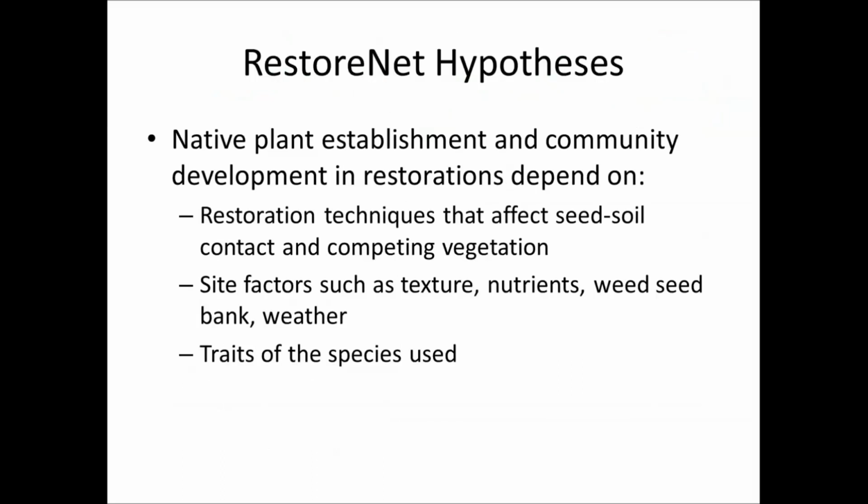So we have a few driving hypotheses, and they're arranged like this: that native plant establishment and community development in restorations depend on these factors. Restoration techniques that affect seed soil contact and competing vegetation, site factors such as texture, nutrients, the weed seed bank, the weather in the year when seeds were planted, and so on. And finally, the traits of the species used. In other words, some species are different from others. They may be taprooted or rhizomatous, annual or perennial, have rapid growth rates, etc. And we're mixing in with this the seeding rate, the number of seeds that are put on the ground. We'll manipulate that.